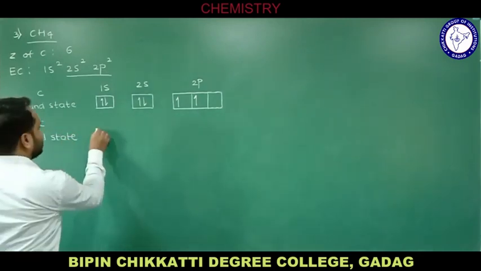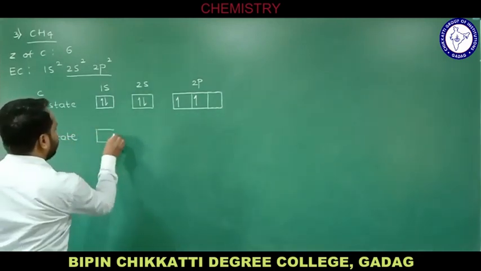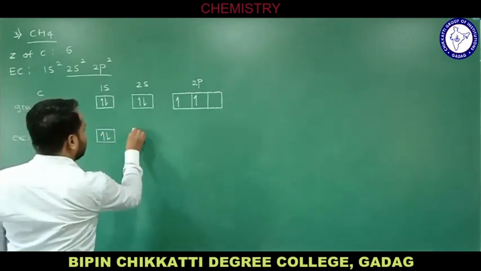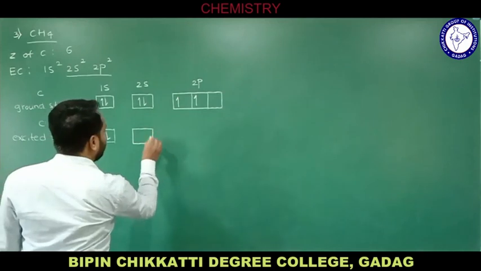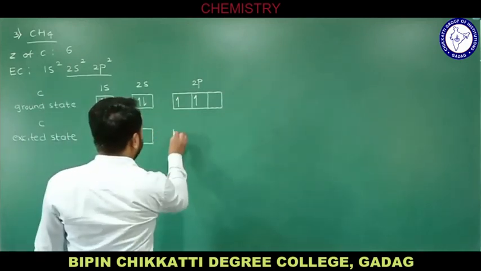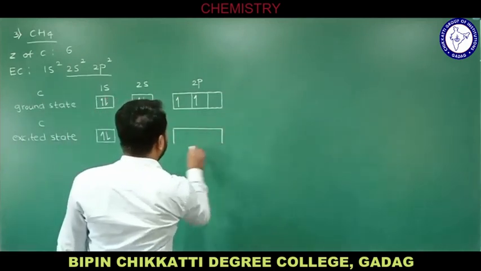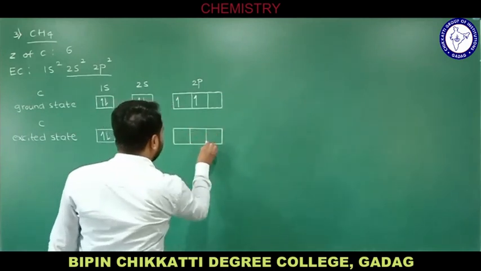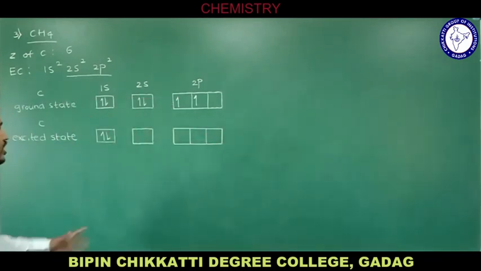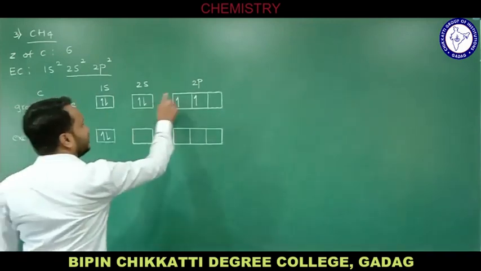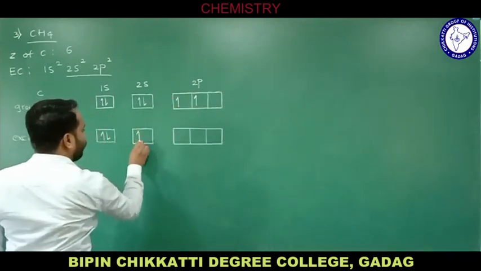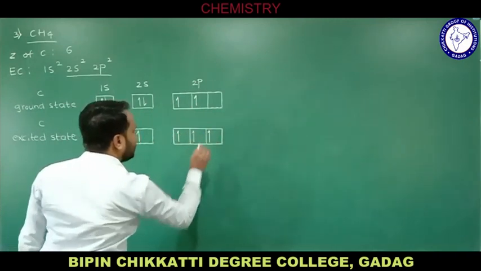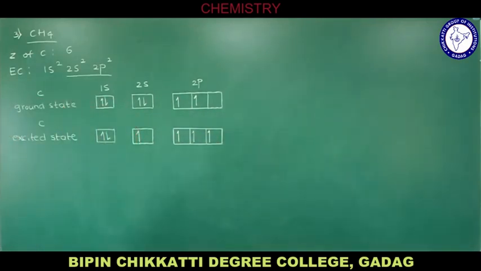Carbon in excited state, so we have 1s here, and this is the atomic orbital of 2s, and for 2p this will be the atomic orbital I can consider. In excited state, the electron will shift from 2s to 2p, so one electron is going to shift over here, and the shifted electron you are going to get in this atomic orbital, the pz atomic orbital, you can say.